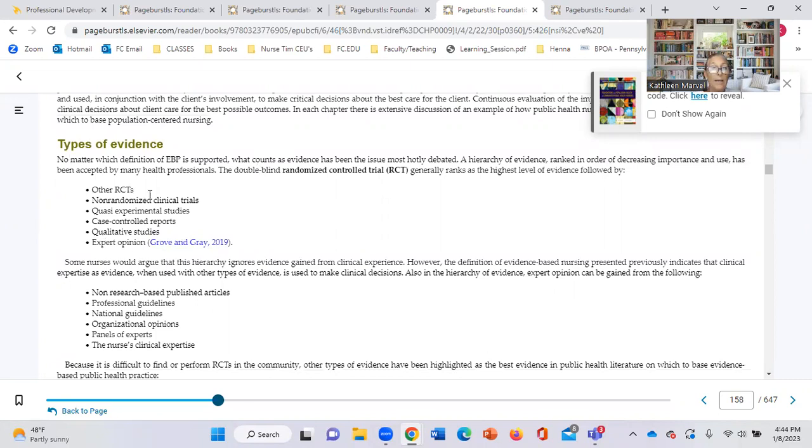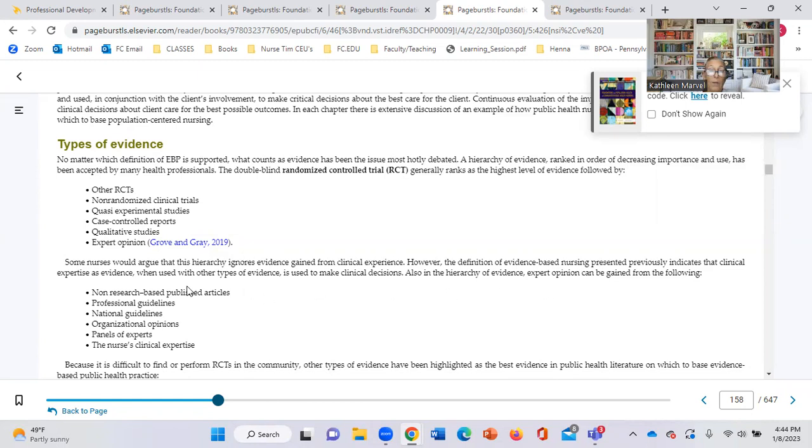Okay, so we start up here. The double-blinded randomized controlled trial, the RCT, ranks as the highest or the best level of evidence. And it goes down to non-randomized, quasi-experimental, case-controlled. So these are different types of evidence, right? And then nurses would argue that the hierarchy ignores the evidence gained from clinical experience.